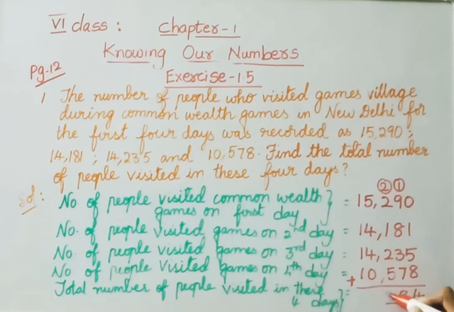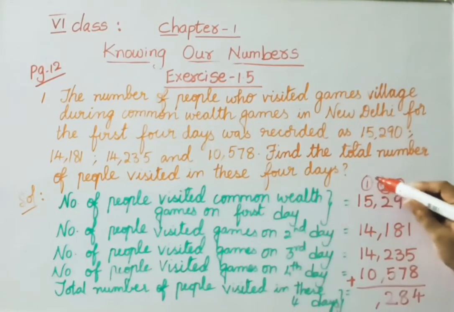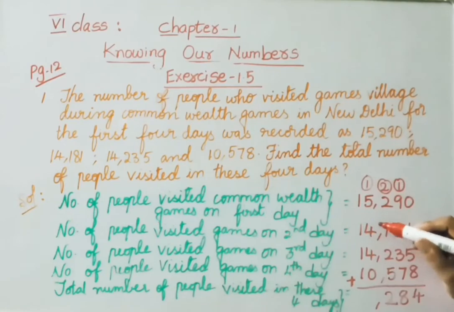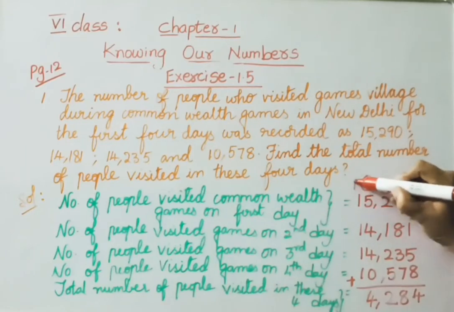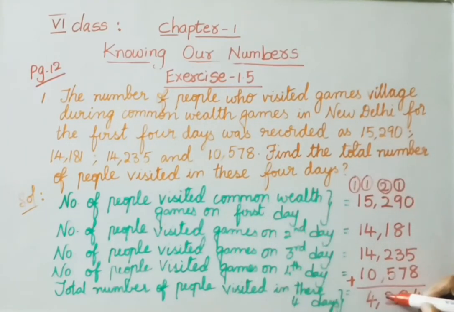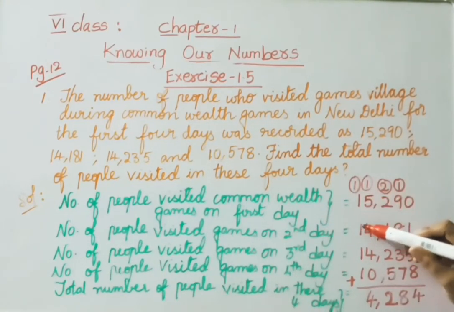5 plus 2, 7. 7 plus 5, 12. So 2, carry 1. So 5 plus 1, 6. 6 plus 4, 10. 10 plus 4, 14. So 4, carry 1. So 1 plus 1, 2. 2 plus 1, 3. 3 plus 1, 4.